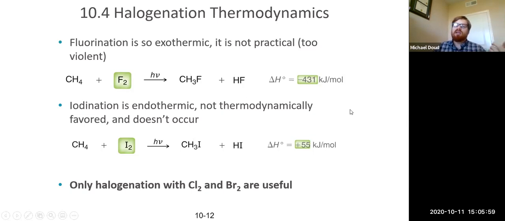Iodination, on the other hand, is endothermic, and so it's not really going to be thermodynamically favorable. So it's just not going to occur. So really we're going to focus on chlorine and bromine here in this class.